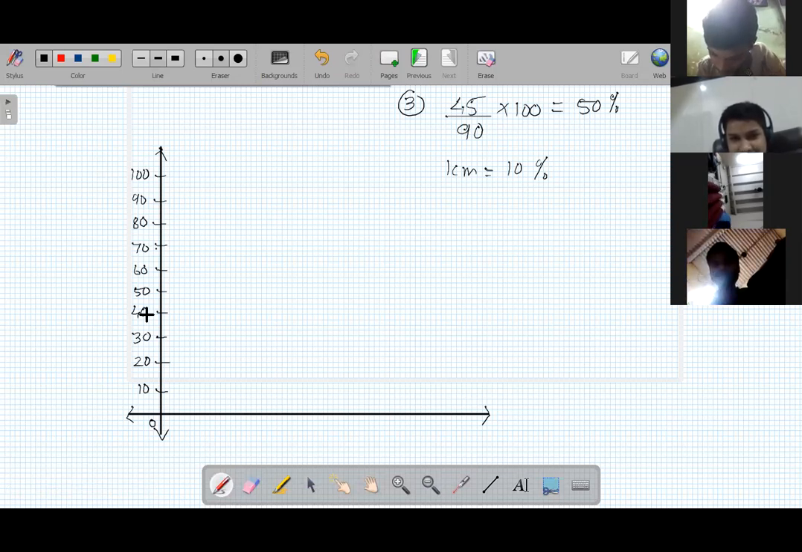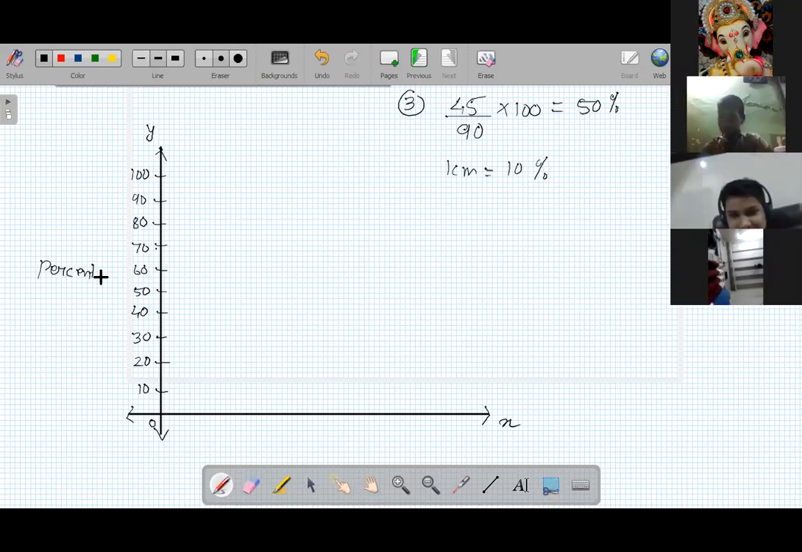Note one thing, that in a percentage bar graph, you always have to go from 10 to 100. Not more than 100 and not less than 100. It has to be only up to 100.